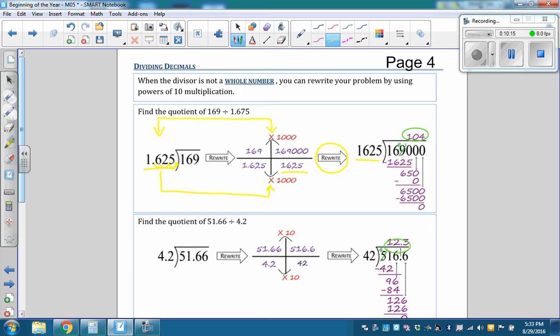But don't forget, if you move the decimal on the outside, you also have to move the decimal on the inside. So you have to think of this as 169.0, and then when you multiply by 1,000, you end up with 169,000, and then you begin traditional division. You're going to work hard for 30 minutes and come back with questions.